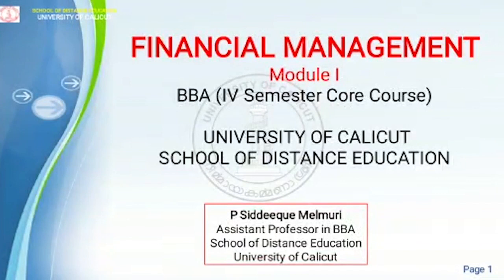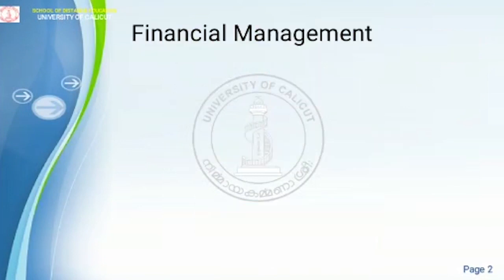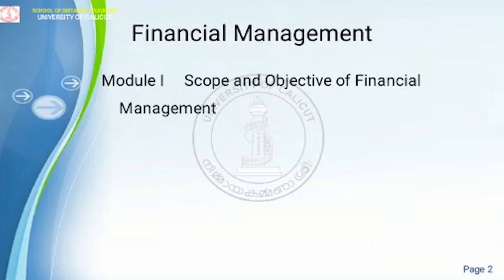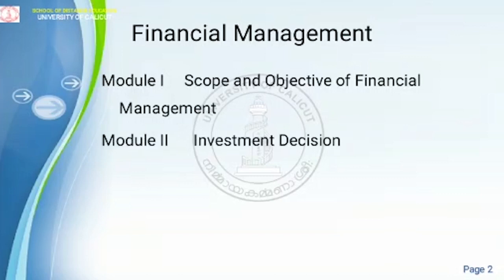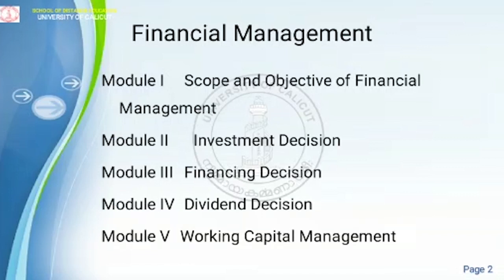In this session, we are going to discuss the core paper in the fourth semester BBA, Financial Management. Before going to the discussion, we have to analyze the area or the syllabus of the topic. You have to follow 5 modules under your syllabus. The first module includes scope and objectives of financial management, then investment or capital investment decision, financial decision, dividend decision, and working capital management. These are the major areas in your paper.